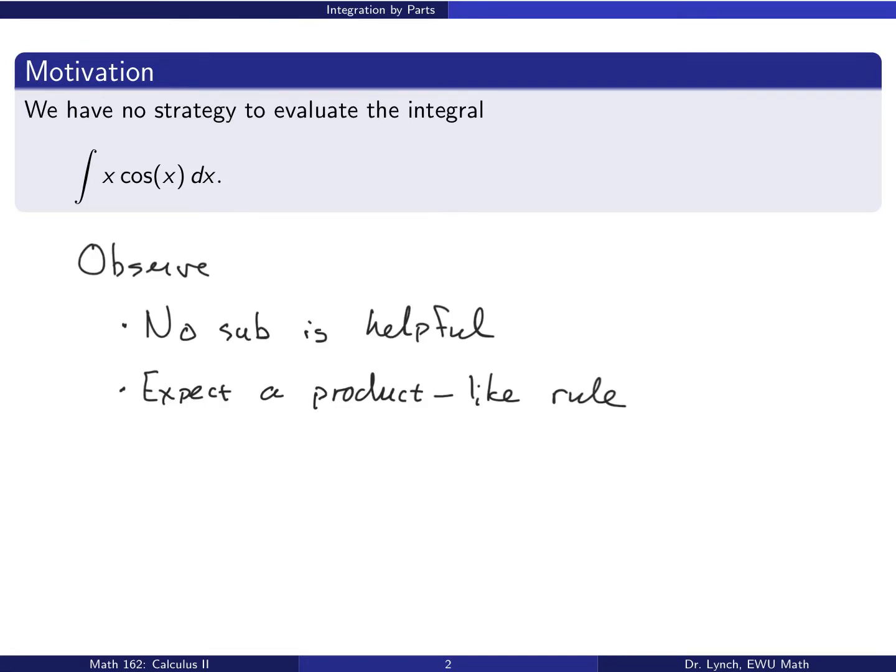A couple observations. No substitution that we can think of is helpful. I'll let you press pause for a minute and try out a few. And then because there's a product in the integrand, we might expect a product-like rule in a strategy for finding an antiderivative here. And that turns out to be exactly what integration by parts is. It's just a product rule written a different way.